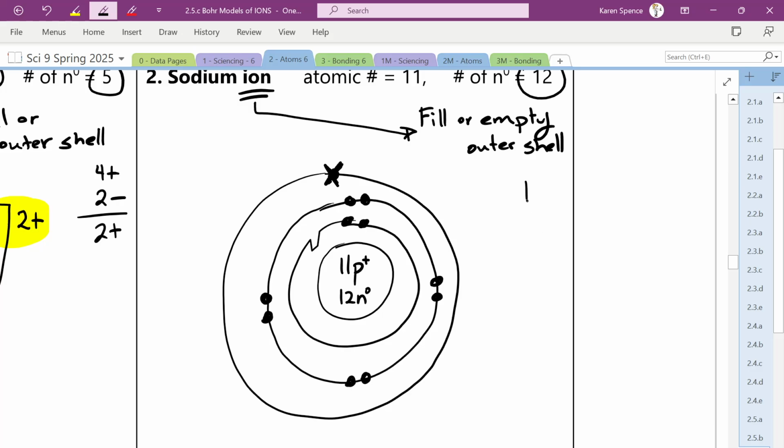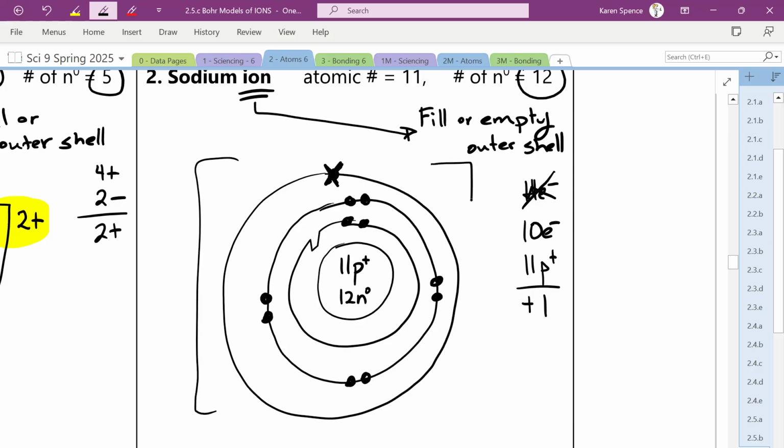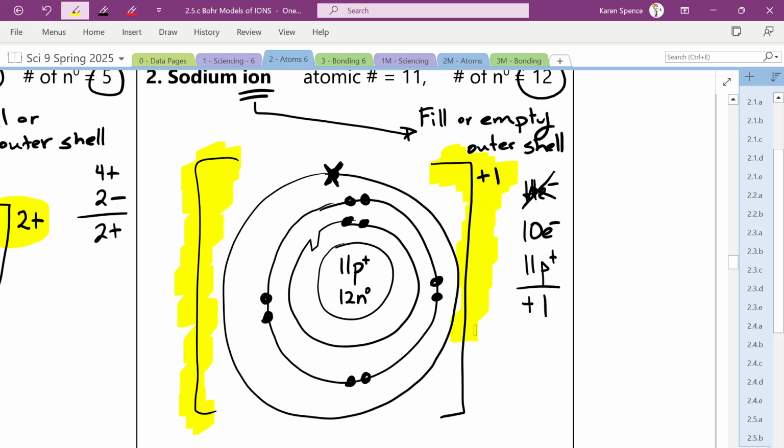Now, instead of having 11 electrons, we lost 1 electron. So it's going to become 10 electrons. We have 11 protons. We have 10 electrons. That's going to give us a total charge of positive 1. Okay? So that's plus 1. So square brackets with a plus 1 on the outside.